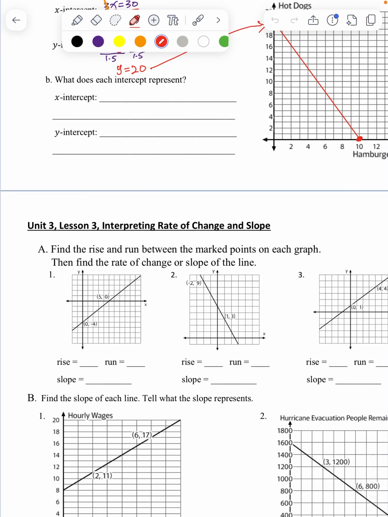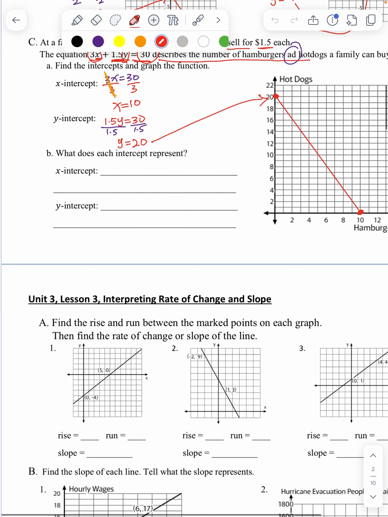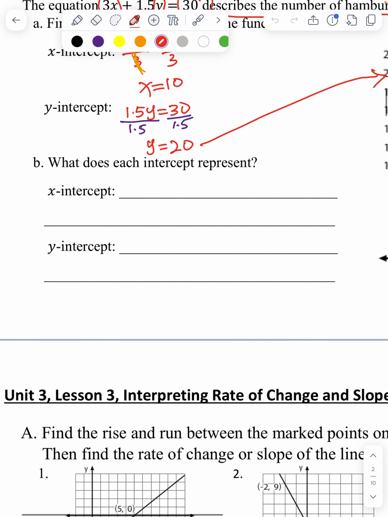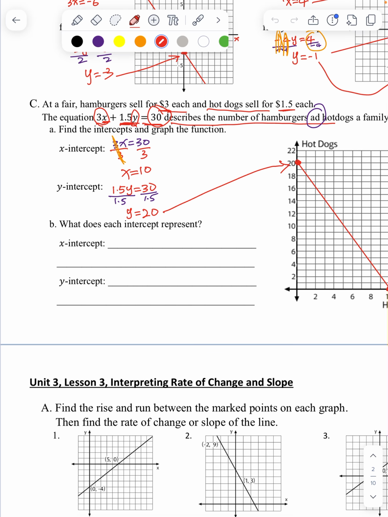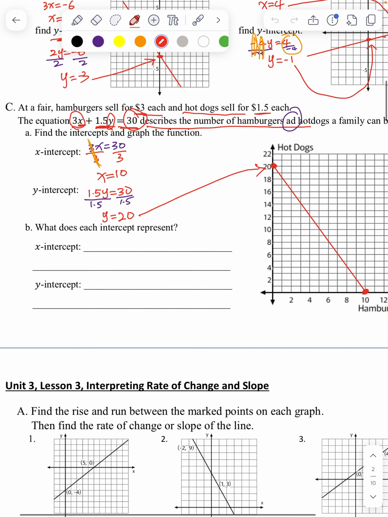Okay, Algebra 1 Unit 3, Lesson 3. Before I start Lesson 3, I want to finish Lesson 2. There are 2 questions I didn't answer. Part B: what does each intercept represent?